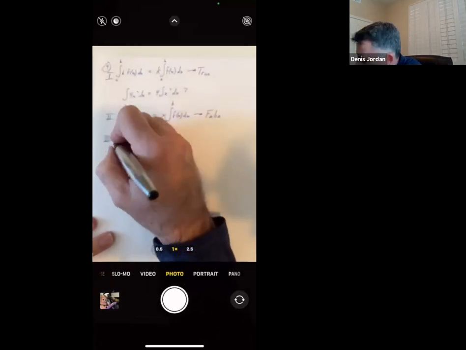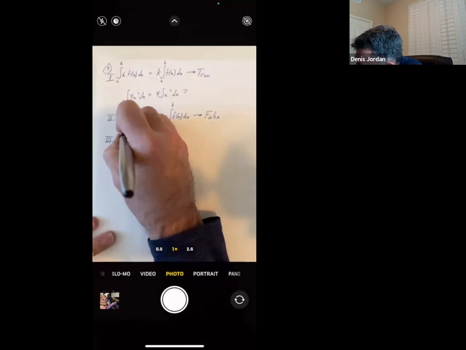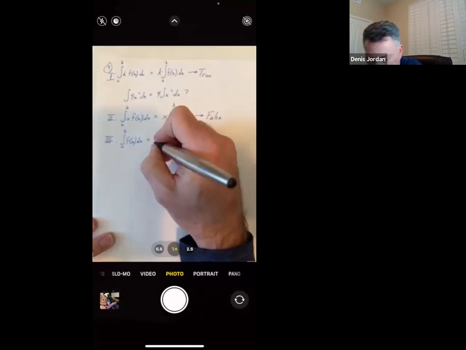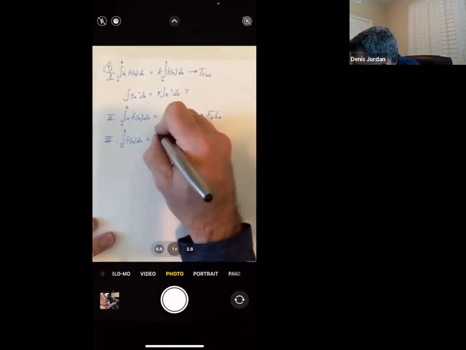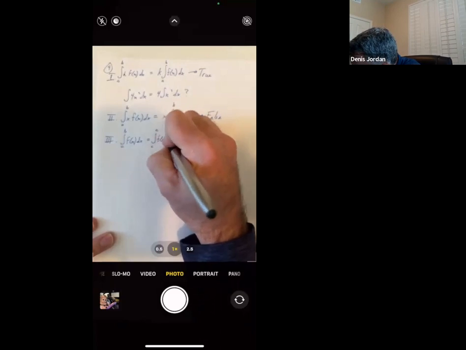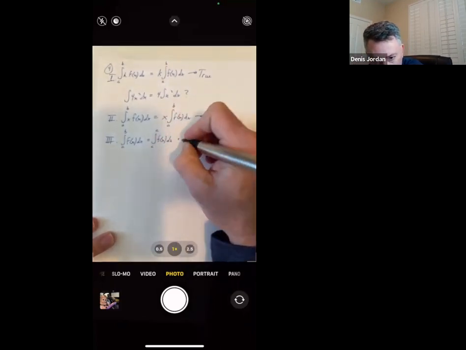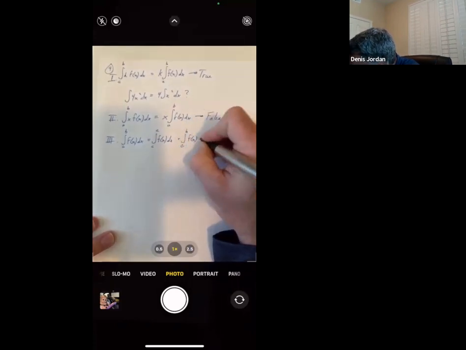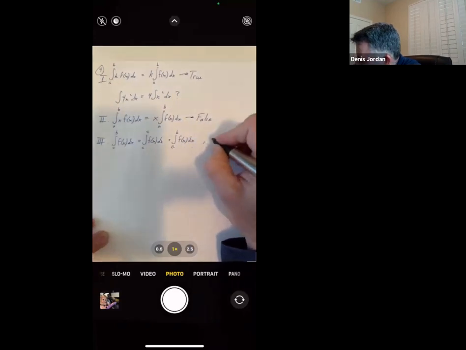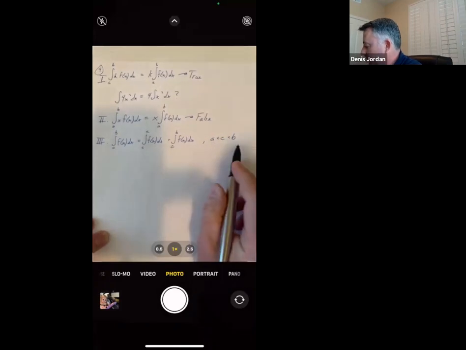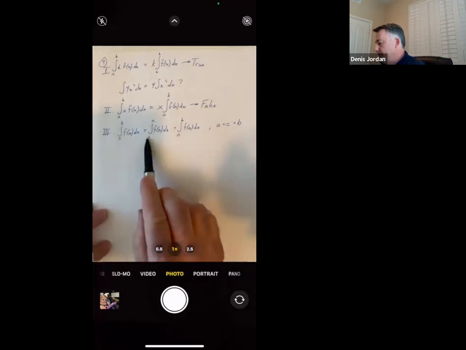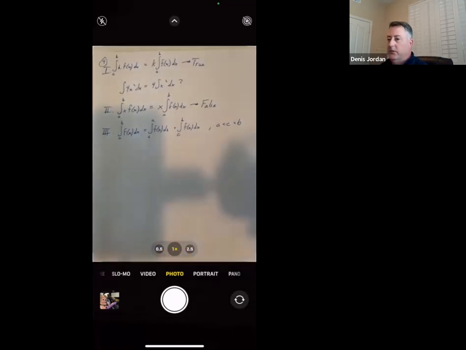Okay, then the third one. The integral from A to B of f of x, is that equal to the integral from A to C plus the integral from C to B, where C is somewhere between A and B? So are you allowed to take a definite integral and split it into two?